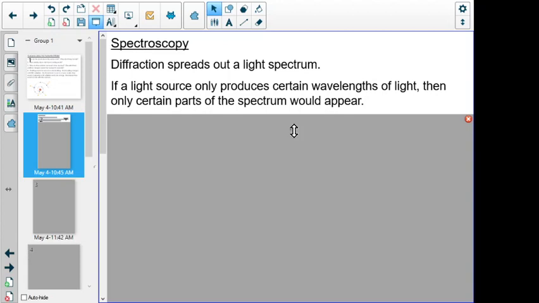Now, if we didn't send pure white light through, let's say we had a light source that only emitted certain wavelengths. Well, then we wouldn't see the full spectrum from purple to red. We might only see those specific wavelengths. Make sense?